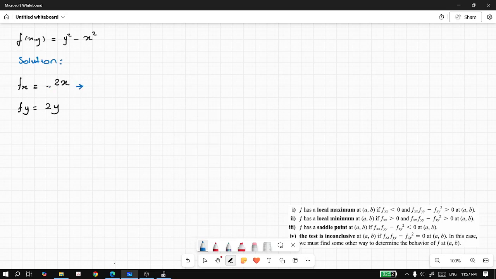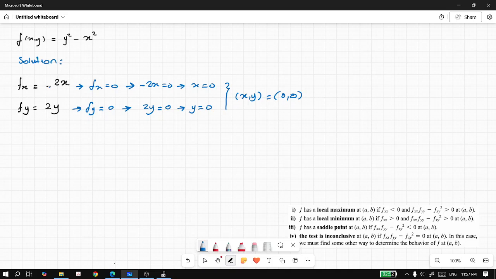Then we are equalizing the first derivatives of the function to 0. So f sub y and f sub x equal to 0. This gives us minus 2x equal to 0, and from here I get that x is equal to 0. The same thing here, if I set f sub y equal to 0, that means 2y is equal to 0. So from here I get that y is equal to 0. And from this I get that the critical number is (0, 0). So (0, 0) is the critical number for this function that we have got.